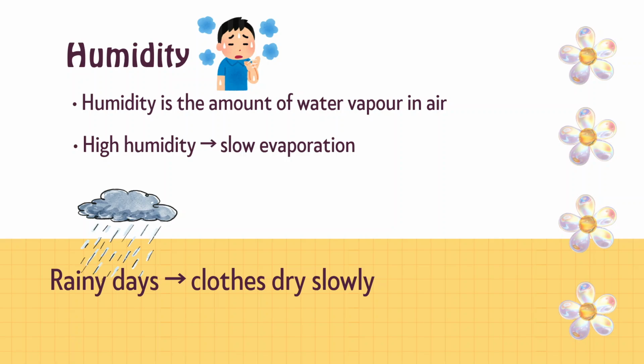The next factor is humidity. First, let's answer what is humidity. Humidity is the amount of water vapor in air. Remember, high humidity means slow evaporation. A good example is that during rainy days, clothes dry slowly.